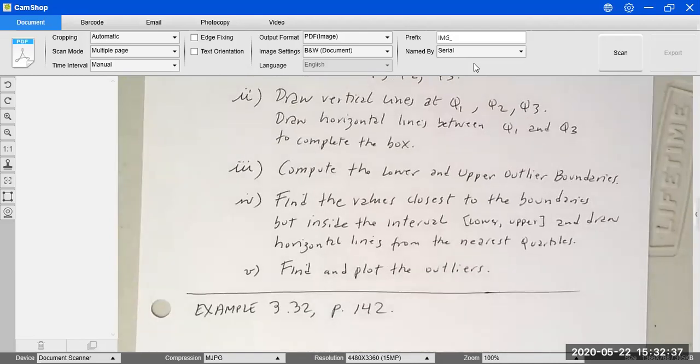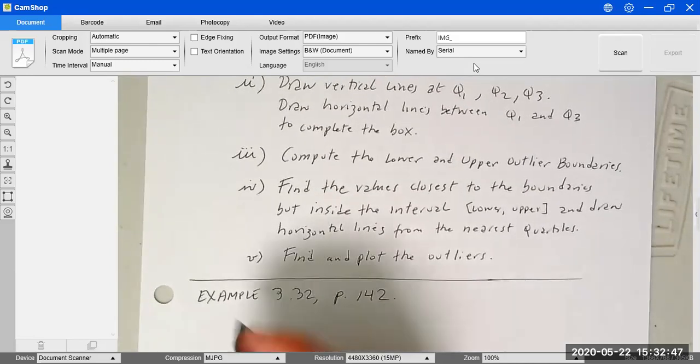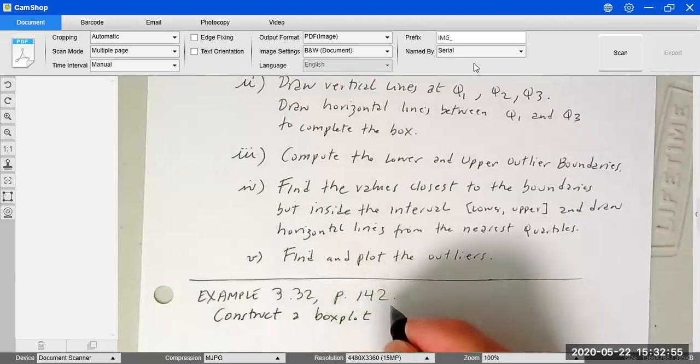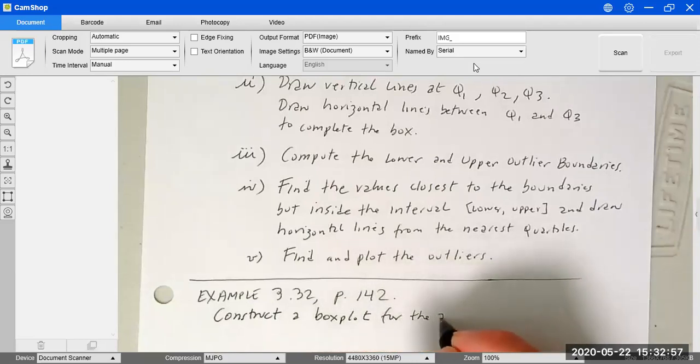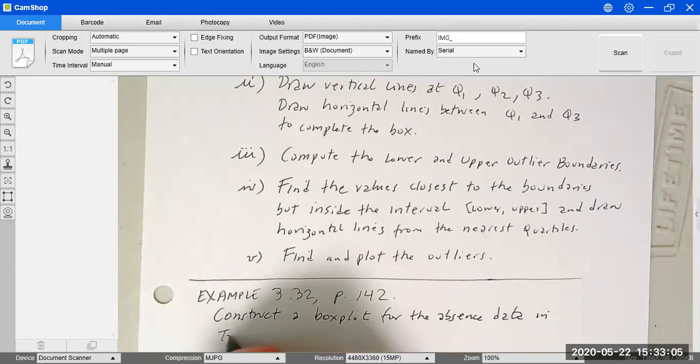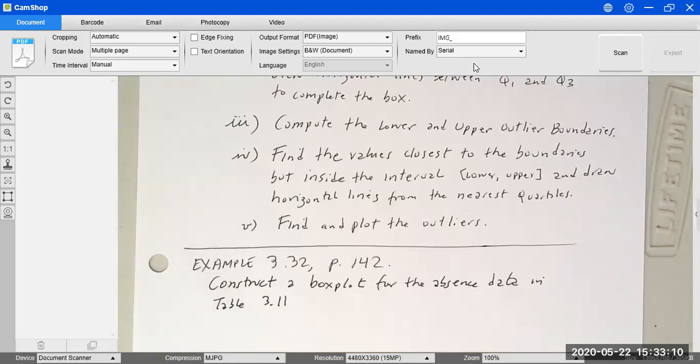So I'm going to solve example 3.32 on page 142 to see just the steps to build a box plot. This example is about constructing a box plot for the absence data in table 3.11. So now we have a different table, we have a different data set.